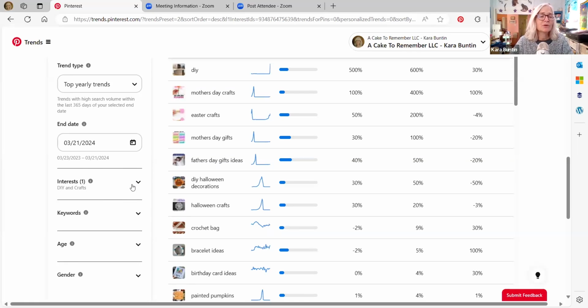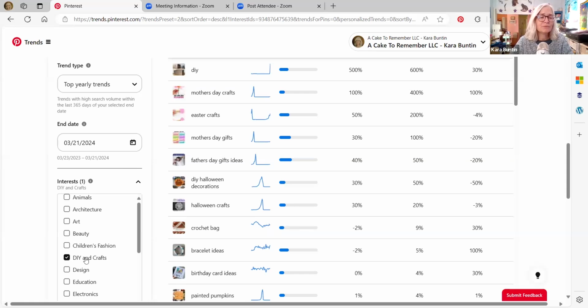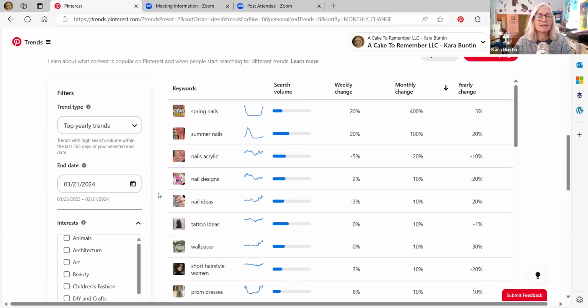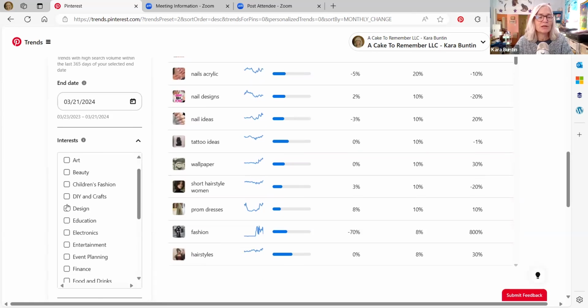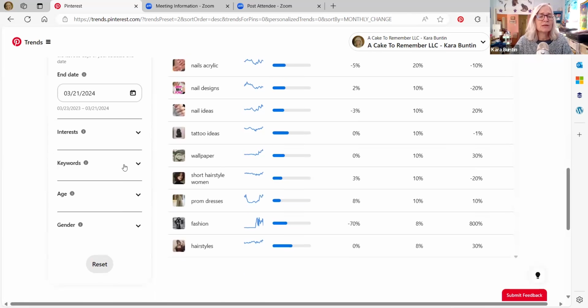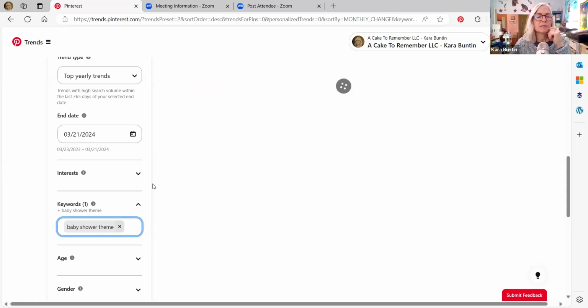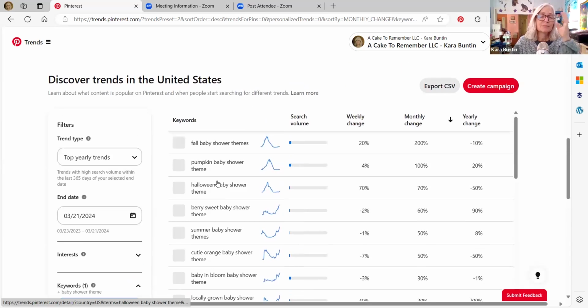All right, now another thing you can do down here, I've already checked this in DIY arts and crafts, and see, this is different. I had the DIY arts and crafts checked, so that's why it's showing us the craft things. Then the thing that I use the most is keywords. So let's say that I am going to design, let's do baby shower, because we were looking at that before. Let's do baby shower theme. Let's try this and see what comes up, because this might give us some idea.